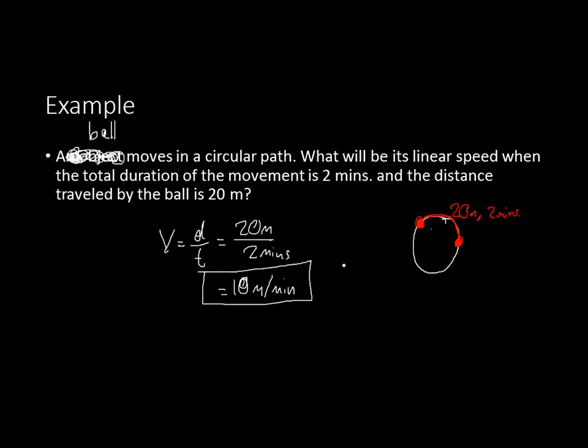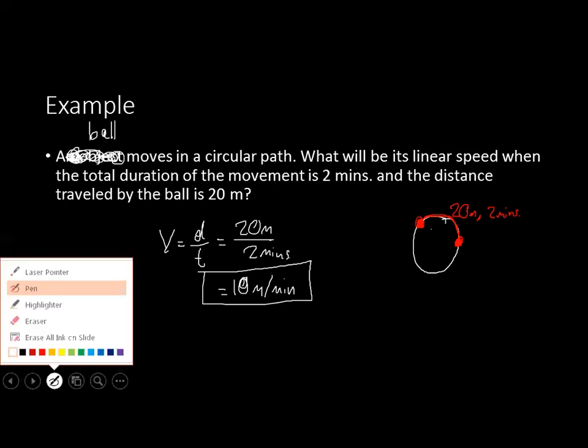So what does it imply? It implies that the ball can move 10 meters in 1 minute. That's how fast the ball is. You can leave this as your final answer, by the way. Or if you want to convert the minute into seconds, then there would be no problem for me at all.